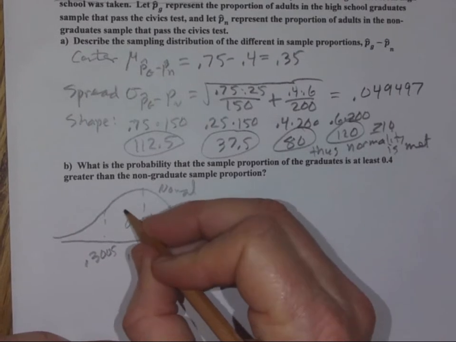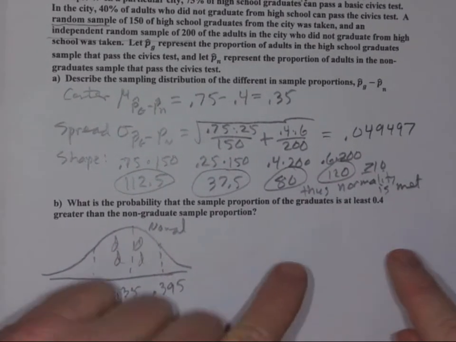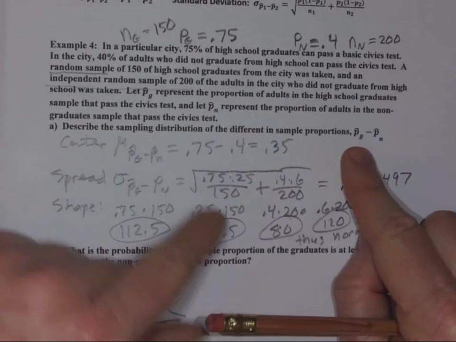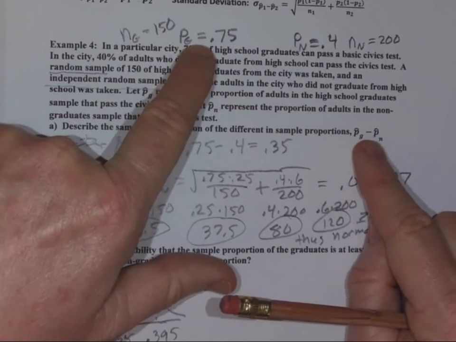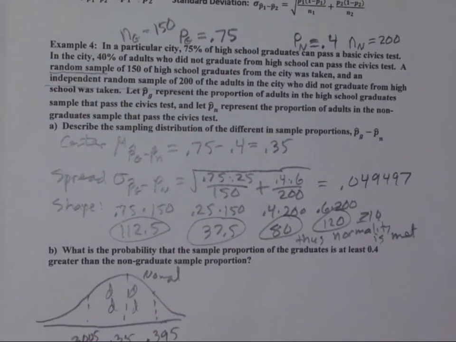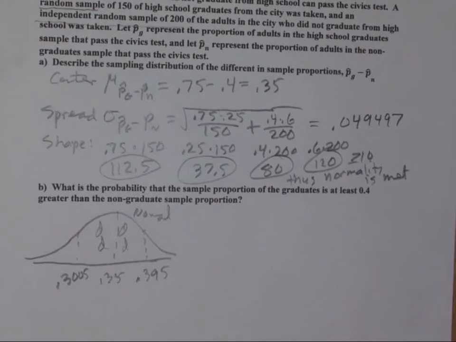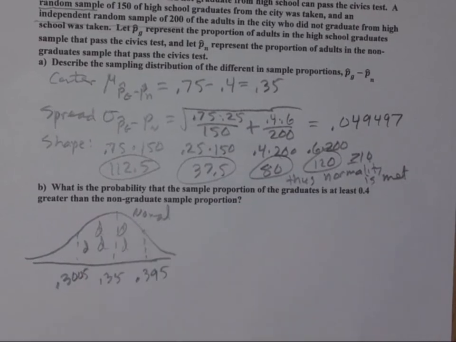That is all the possible differences. If we were to take many different samples and continually subtract the proportion of graduates that can pass the civics test minus the proportion of non-graduates, do that again and again and again, then you would get a sampling distribution. Okay, so here's the big question.